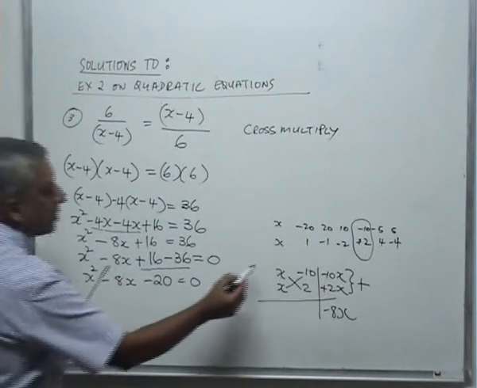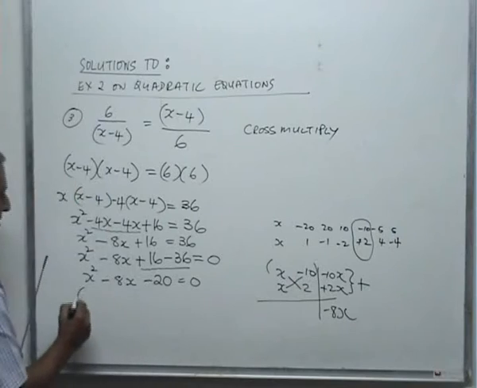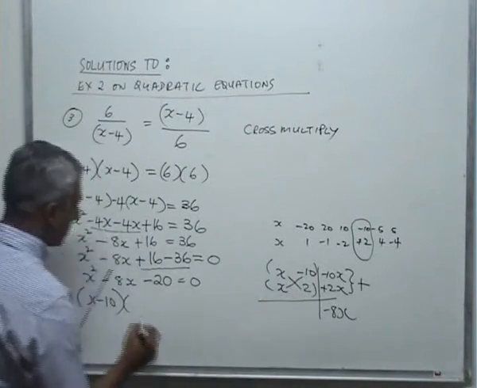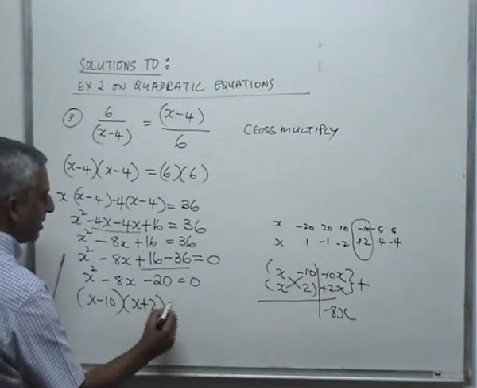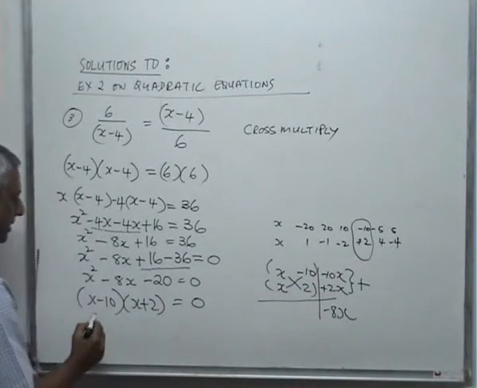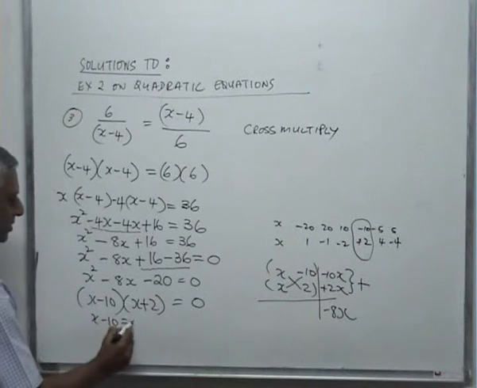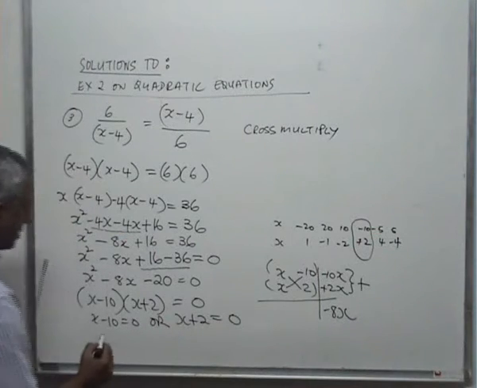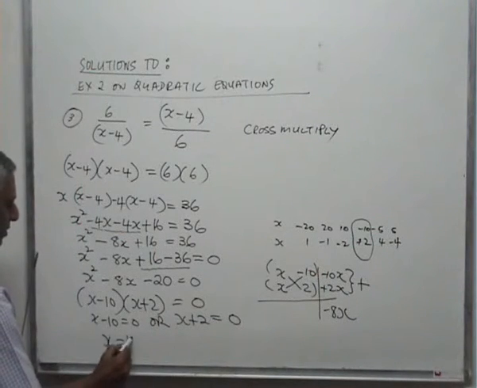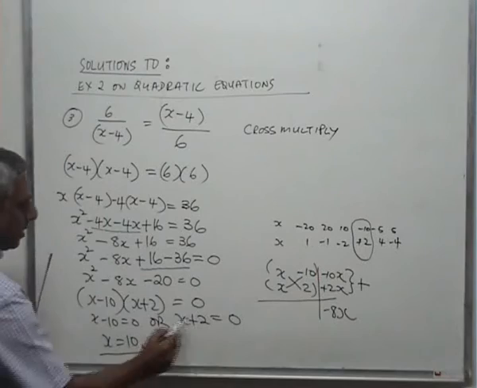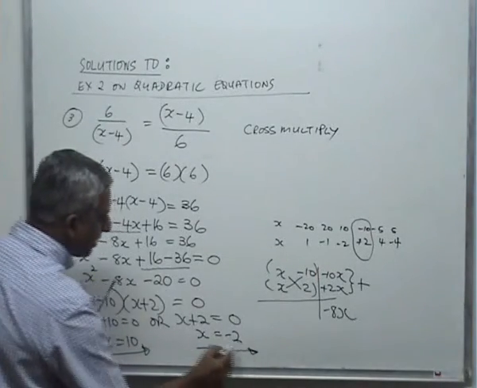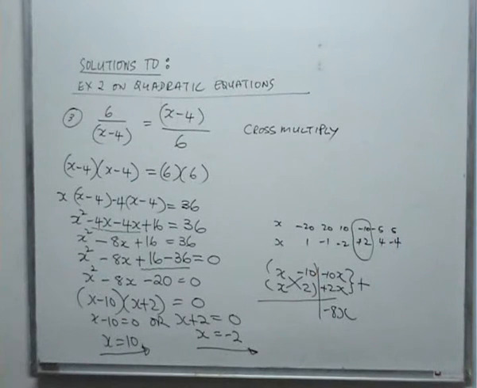So the top 2 goes in one bracket, so that's x minus 10. The bottom 2 goes in one bracket, that's x plus 2. And then x minus 10 is equal to 0, or x plus 2 is equal to 0. X is equal to 10, or in this case, x is equal to minus 2. Right, so that was the answer for number 3.